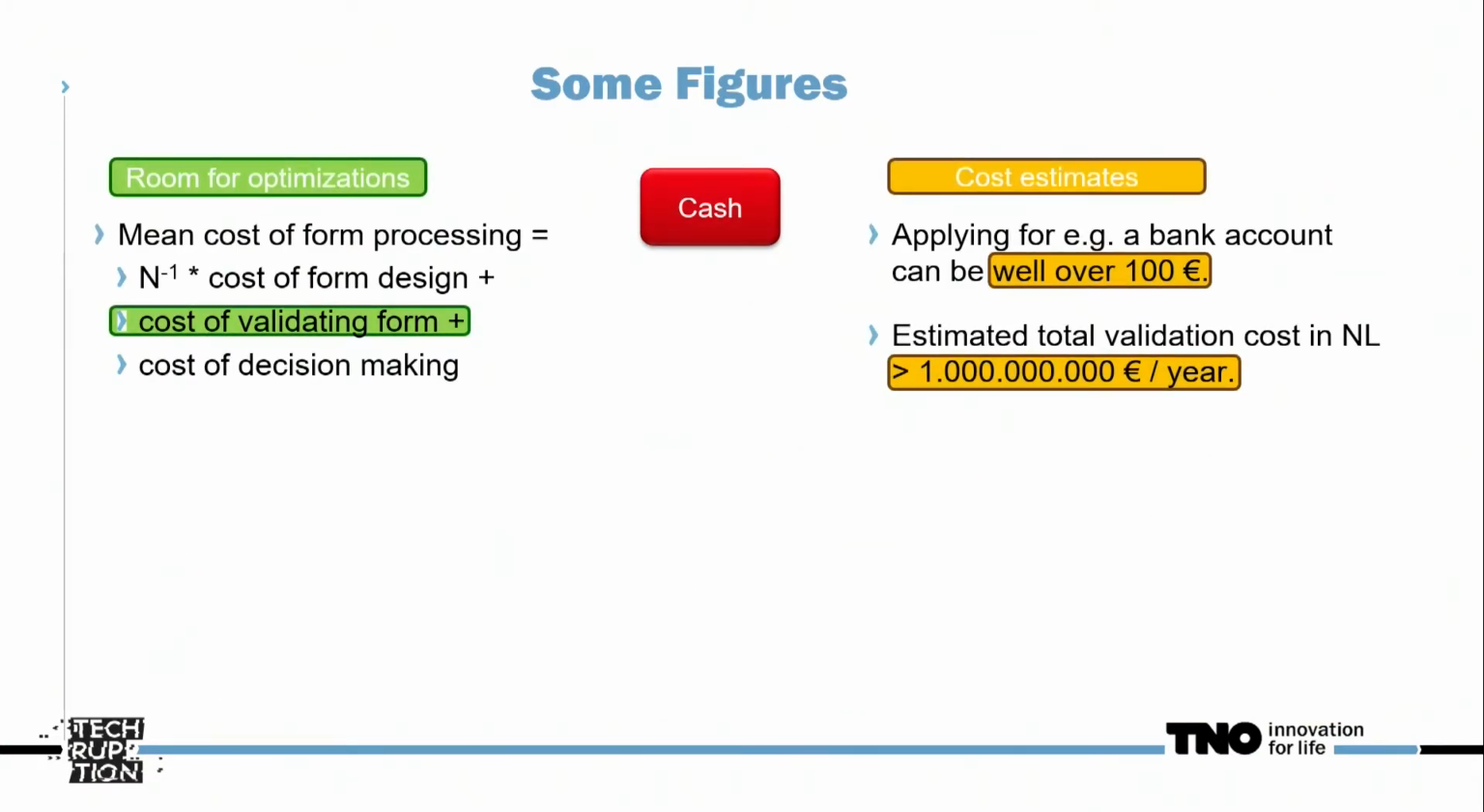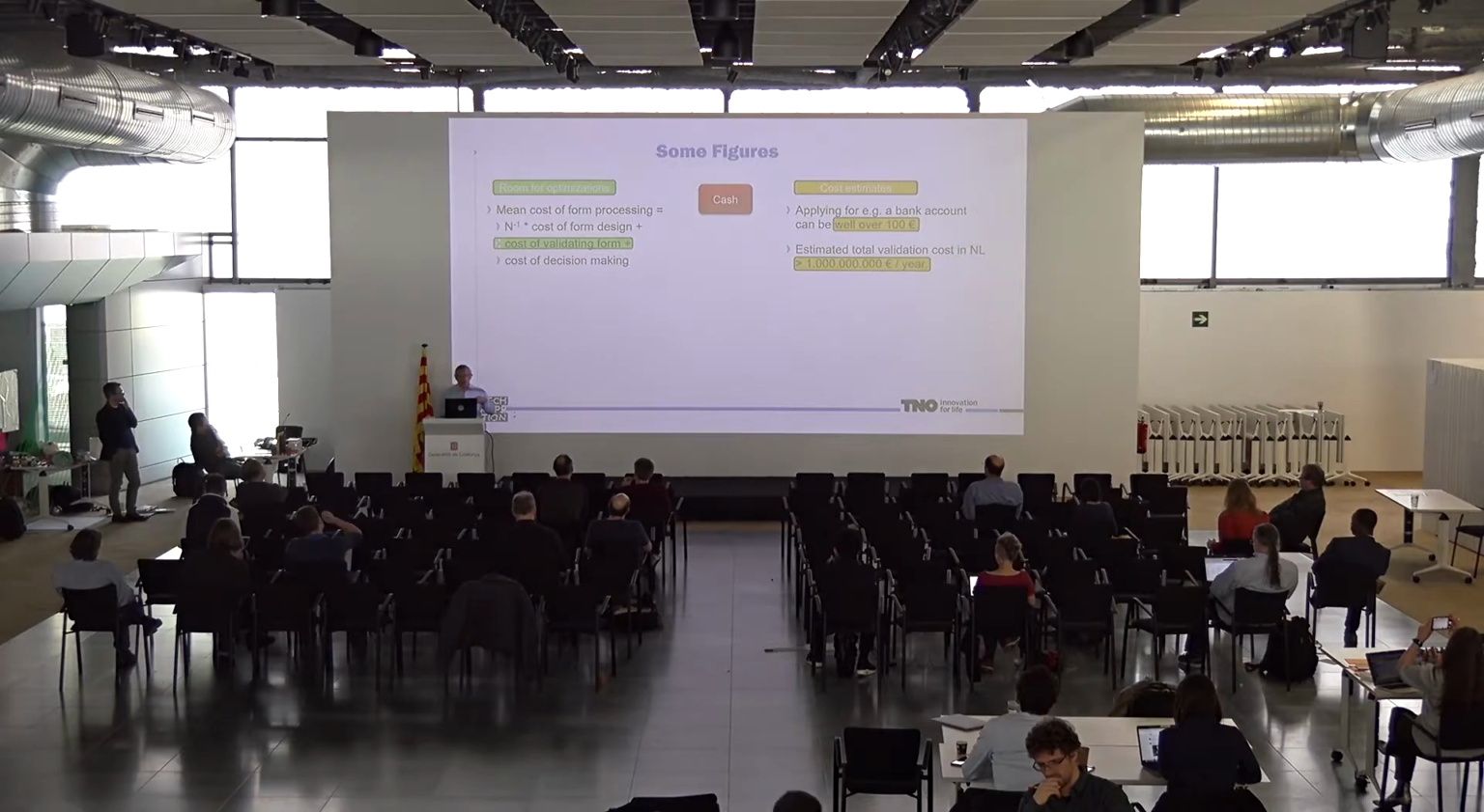Here are some figures. This is a business case. This is why we do it. There's room for optimization in monetary terms. We have estimated that in the Netherlands, which for you Americans is the size of Connecticut, it has 17 million inhabitants, the total validation cost is over 1 billion euros a year. When we put this figure to the notaries public, they started laughing and said, "This is wrong." So we asked, "What's wrong?" It has to be much more. So basically, this is a lower boundary of the cost.